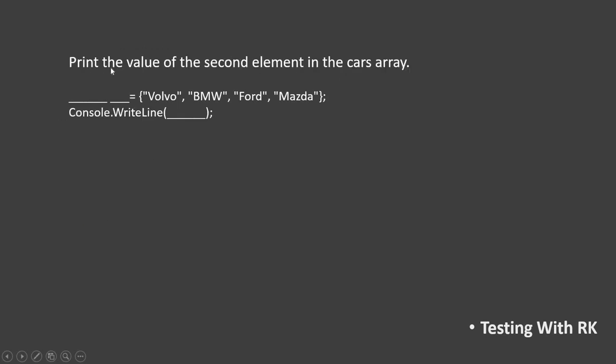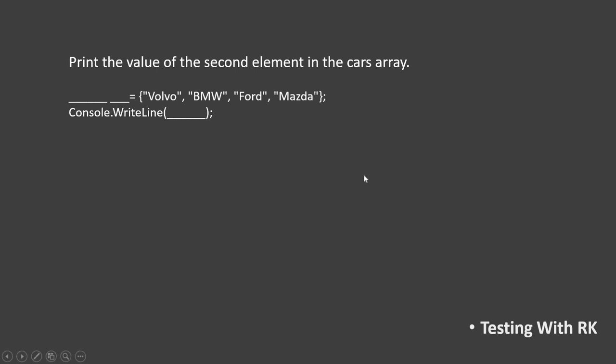Next question: print the value of the second element in the cars array. I want you to fill in the blanks here: create an array, and print the second value, which is BMW. So write a piece of code here which will print the second value from the array called cars. Pause the video, write your answer, and when you're ready, play it again.